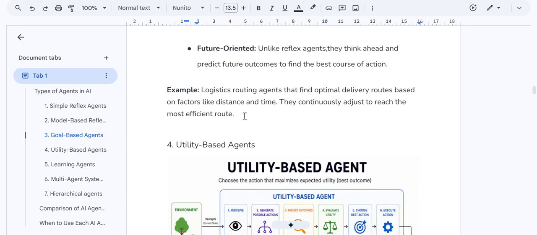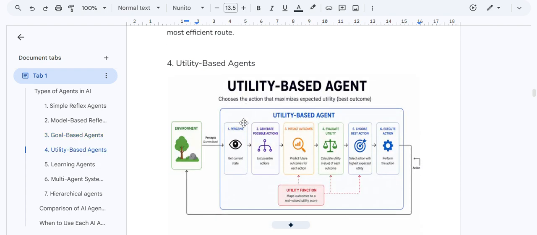An example is logistic routing agents that find optimal delivery routes based on factors like distance and time. They continuously adjust to reach the most efficient route. Utility-based agents work with the environment. All utility-based processes get the current state, generate possible actions, predict outcomes, evaluate utility, choose the best action, and execute the action.